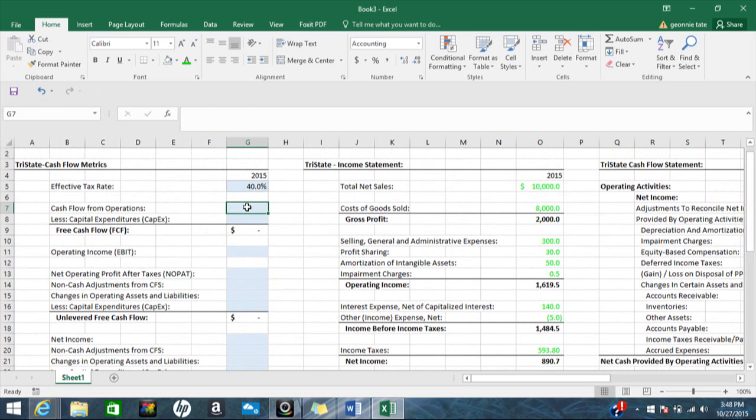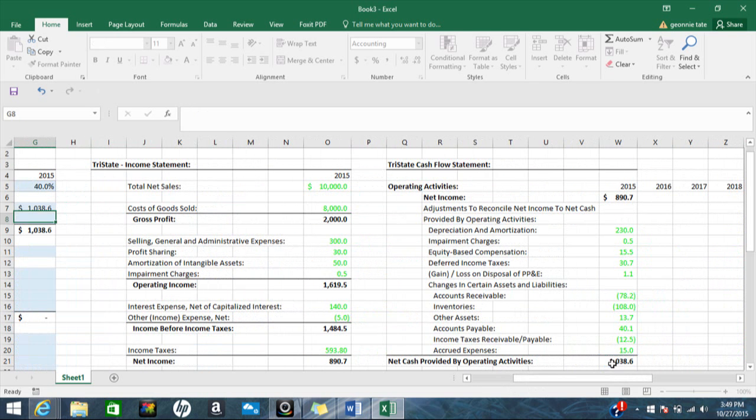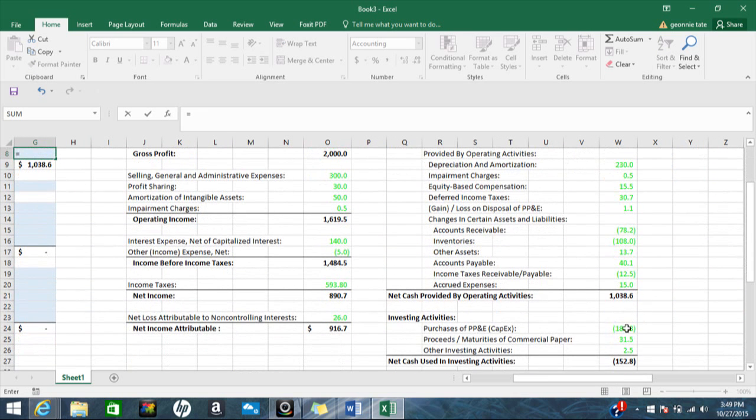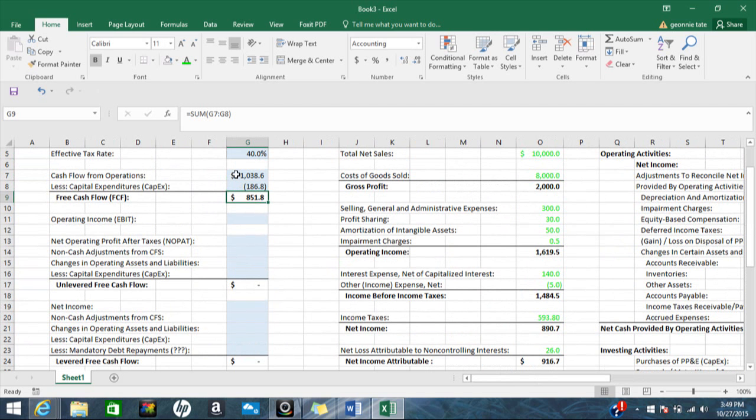So let's get started. First, I'm going to calculate my free cash flow. I need my cash flow from operations, and it's on the cash flow statement. I also need my CapEx, capital expenditures. It's also on the cash flow statement under the investing activities section. Now we have the free cash flow calculator here, and the formula is cash flow from operations minus CapEx. Here I have a summation because the capital expenditures is a negative amount, so I can just sum that up.